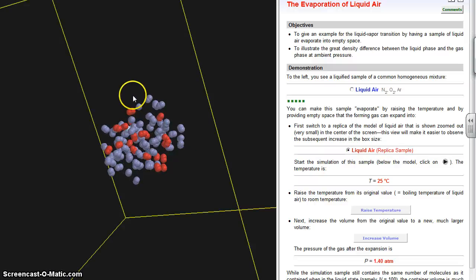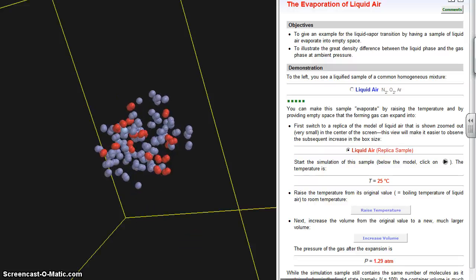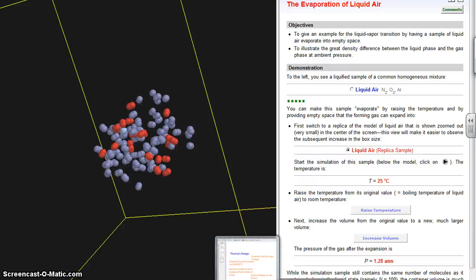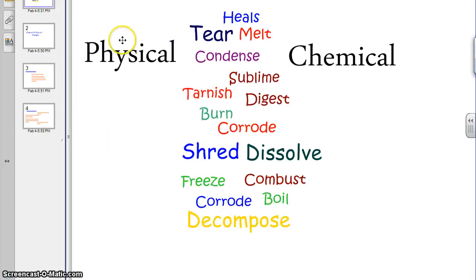If we look in, all of the little molecules are the same. Their bonds haven't changed. They're still connected. So that, in a nutshell, is what we mean whenever we talk about a physical change. As long as the molecule hasn't changed, it's a physical change, not a chemical change.